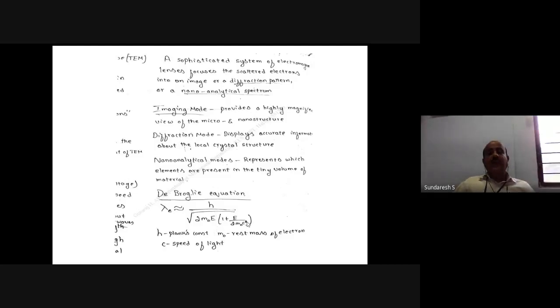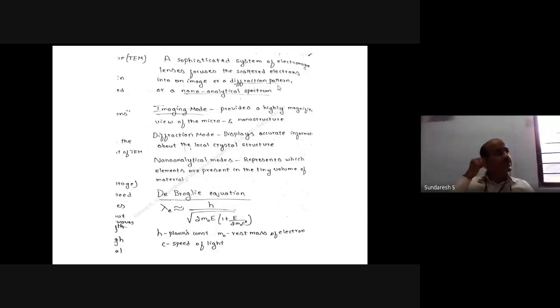And of course, it is almost nearer to the speed of light. The electron beam behaves like a wavefront with a wavelength about 1,000,000 times shorter than that of light waves. When the electron beam passes through this thin microfilm section specimen of a material, electrons are scattered, and a sophisticated system of electromagnetic lenses focuses the scattered electrons to an image or a diffraction pattern or a nano analytical spectrum.